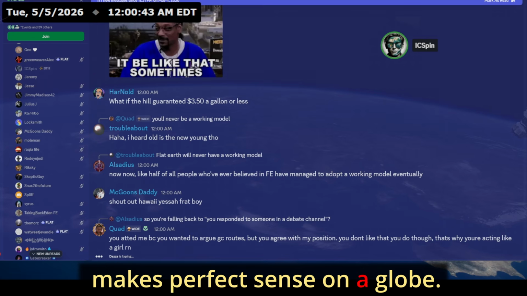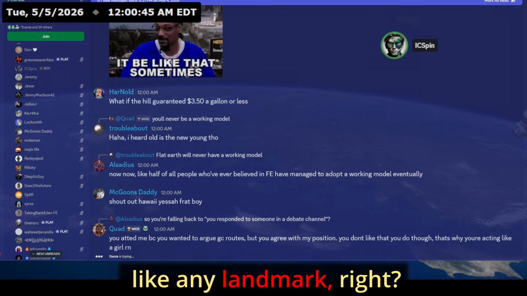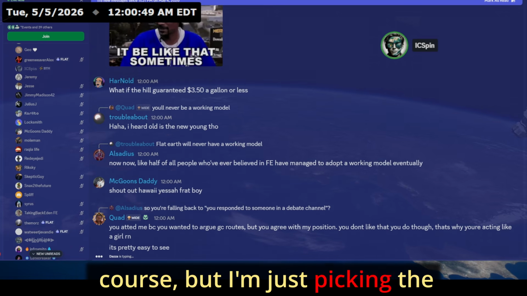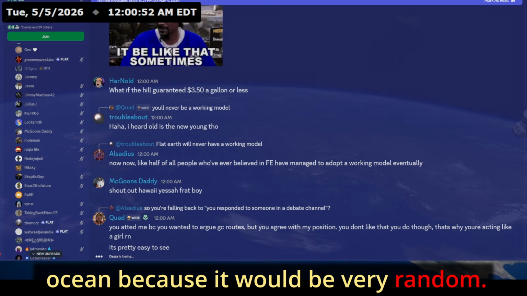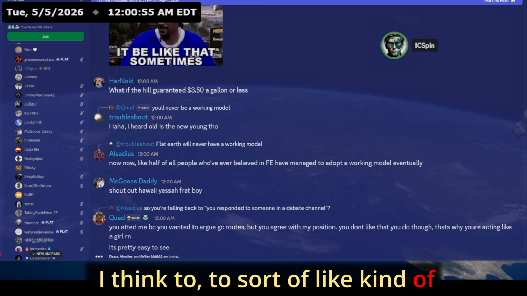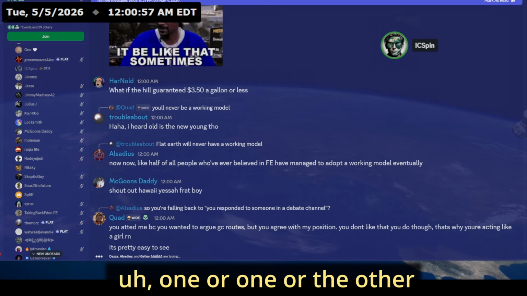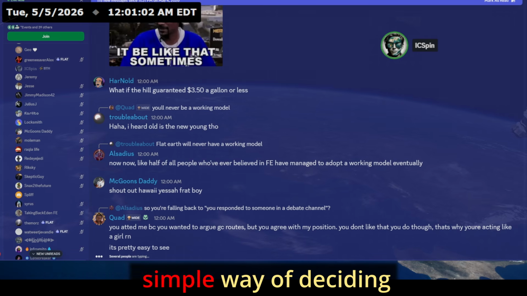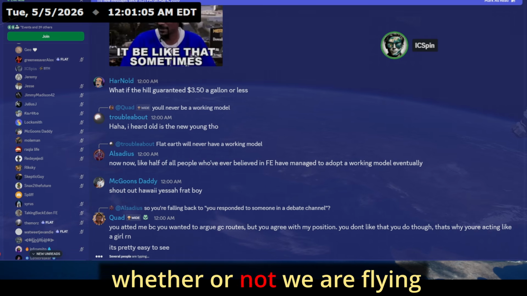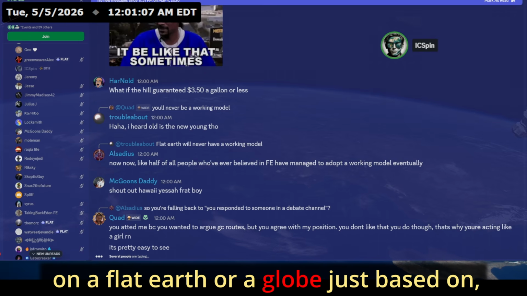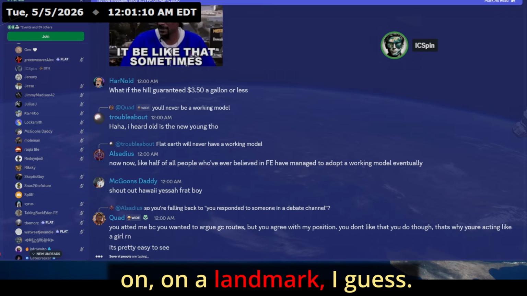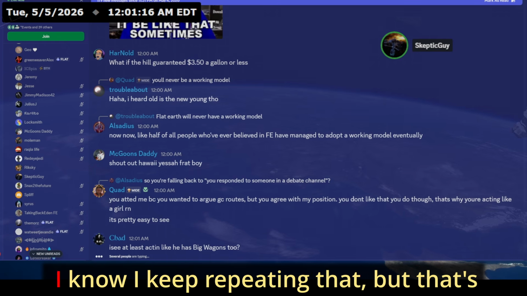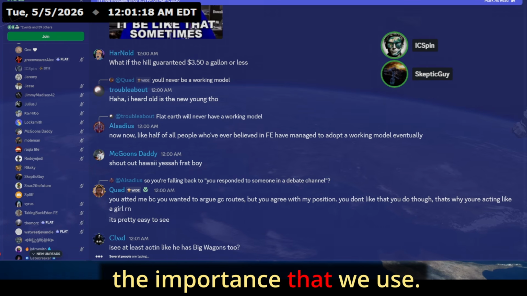Makes perfect sense on a globe, and it doesn't make any landmark, right? You can take anything over land, of course, but I'm just picking the ocean because it would be very random to shimmy that into one or the other model. I was thinking that could be a very simple way of deciding whether or not we are flying on a flat Earth or a globe, just based on a landmark. Also, we are using the coordinate system, latitude, longitude. I know I keep repeating that, but that's the main coordinate system that we use, right?